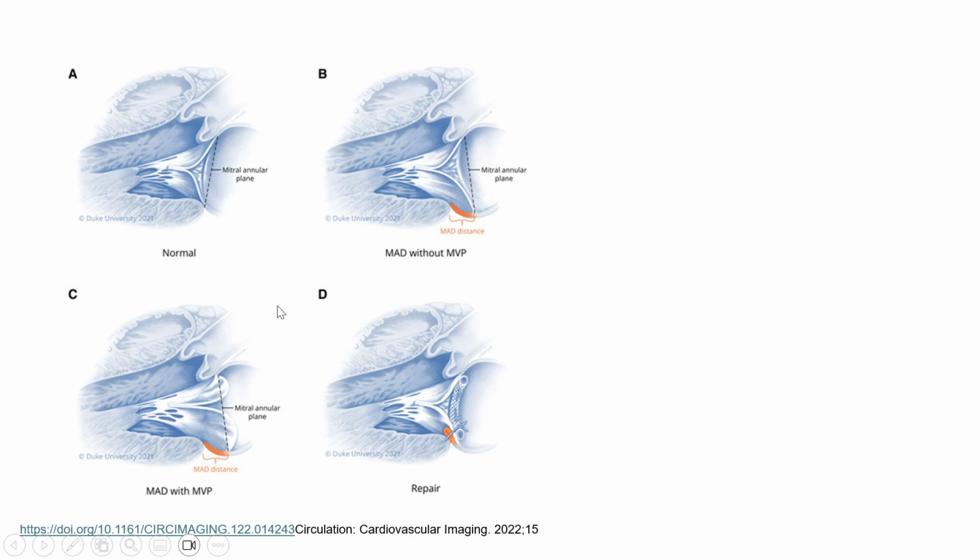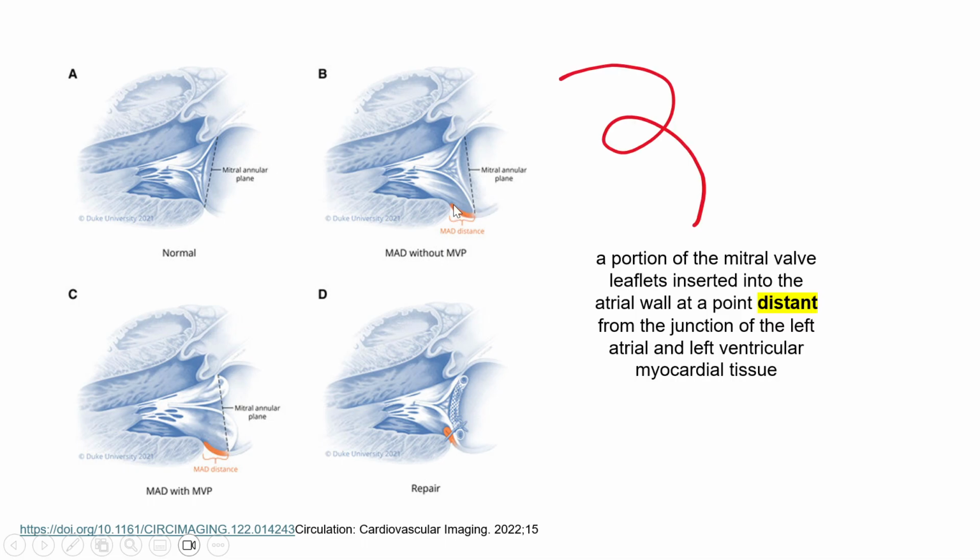Moving on, in this schematic diagram, you can see how a normal mitral annular plane looks, originating from the atrioventricular junction. But in patients with mitral annular disjunction, the origin of this posterior mitral leaflet tissue is actually at a distance from the junction of the thin-walled atrium and thick-walled left ventricle, and this distance is measured and is called the mitral annular disjunction distance.